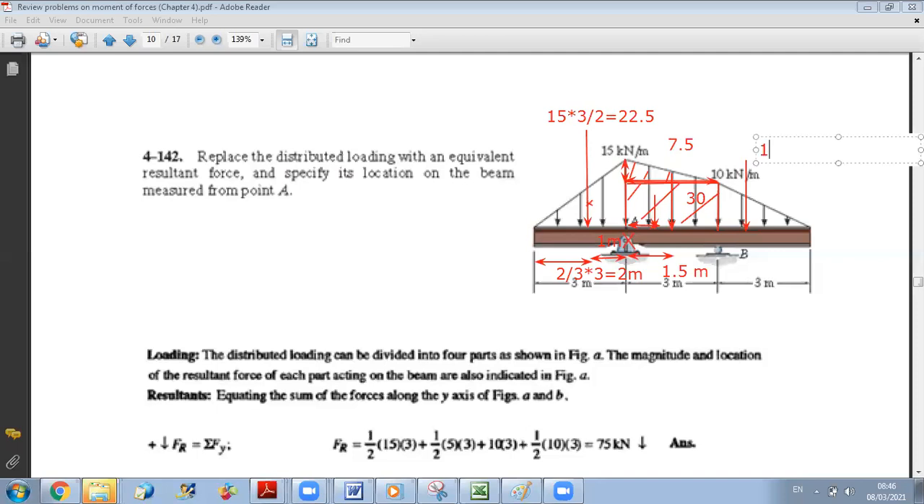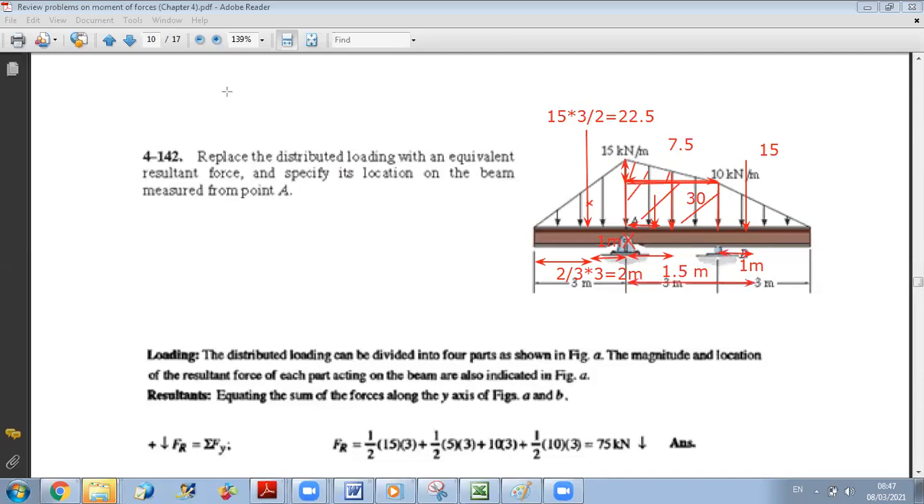And it's acting from B, the base is at B. It's acting at 1/3 from the base, so it is at 1 meter from B. But since we are interested to reduce at A, we should find the distance from A. So this is 1 meter from B, so from A, it will be 3 plus 1. It will be at 4 meters from A.